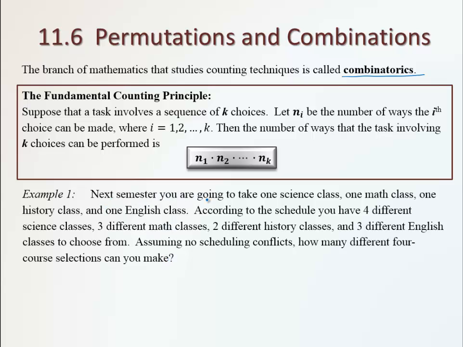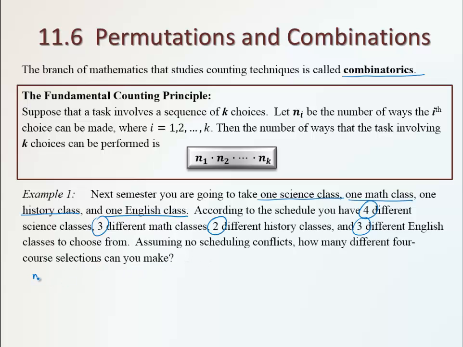Next semester, you're going to take one science class, one math class, one history class, and one English class. Well, so there's 4 types of classes. According to the schedule, you have 4 different science classes, 3 different math classes, 2 different history classes, and 3 different English classes to choose from. Assuming no scheduling conflicts, how many different 4-course selections can you make?